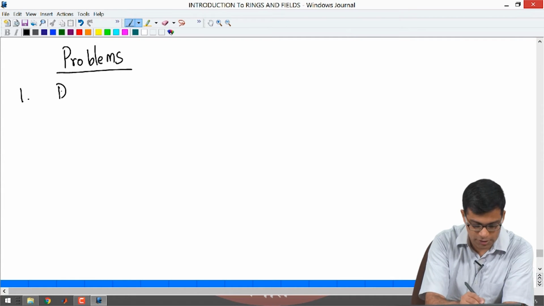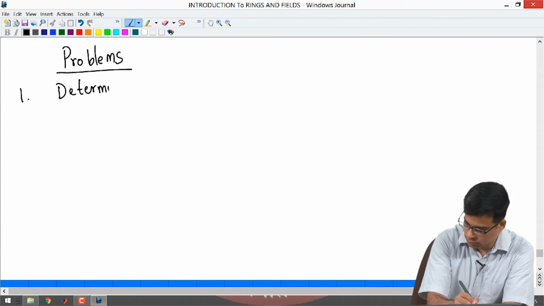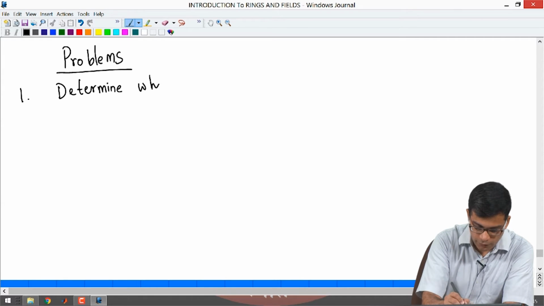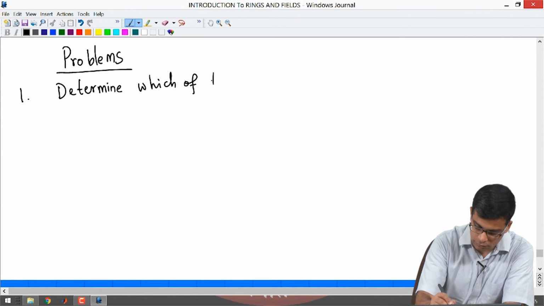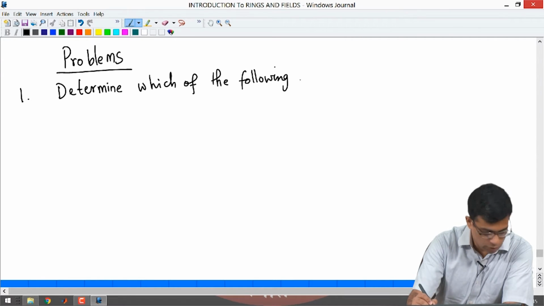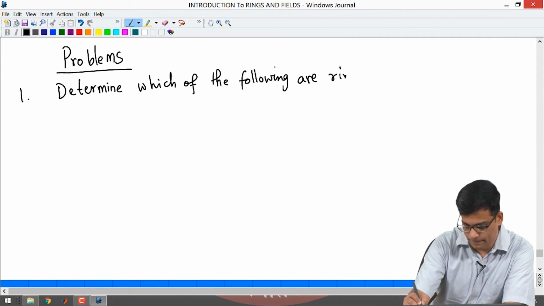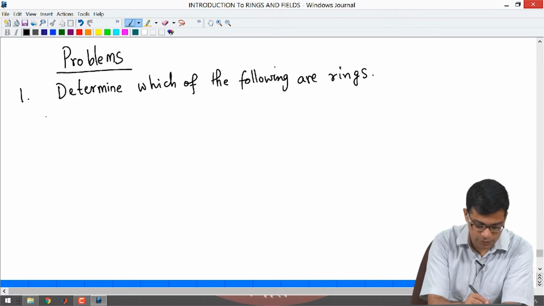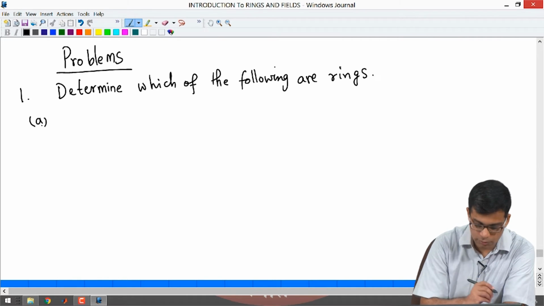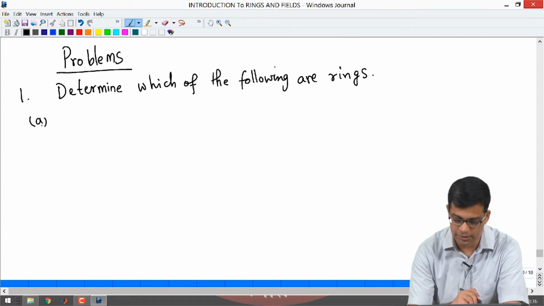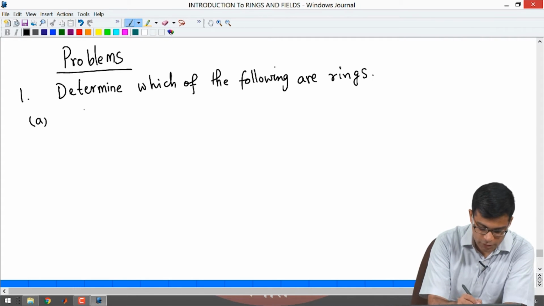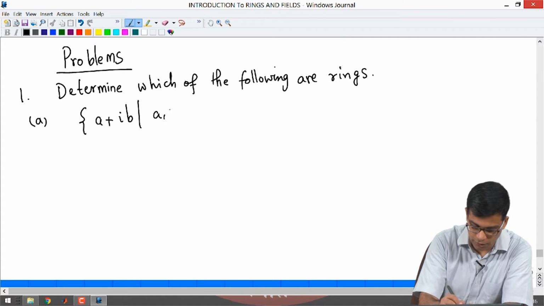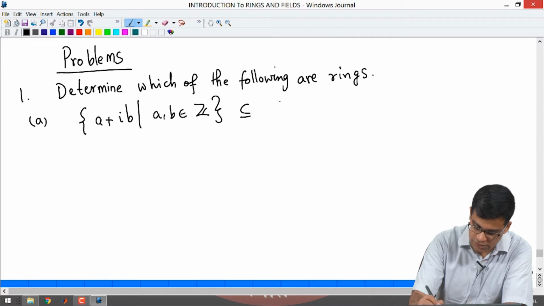So, let us say the question is: determine which of the following are rings. I will give you some sets and we will decide if they are rings or not. Let us look at the following set: a plus ib, where a and b are integers. Actually this is a subring of C, right.